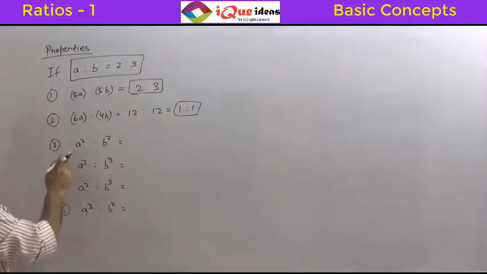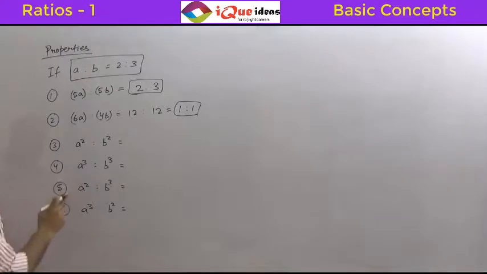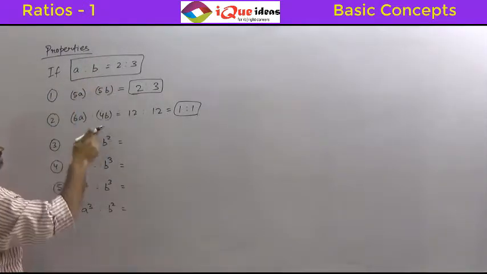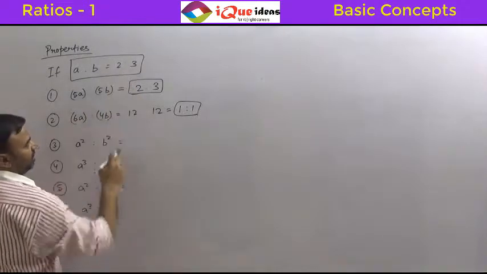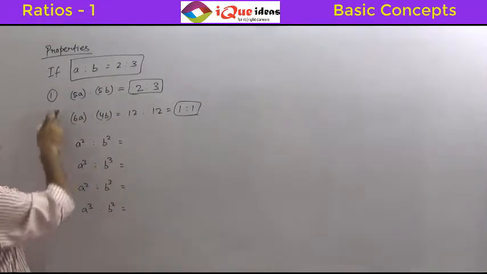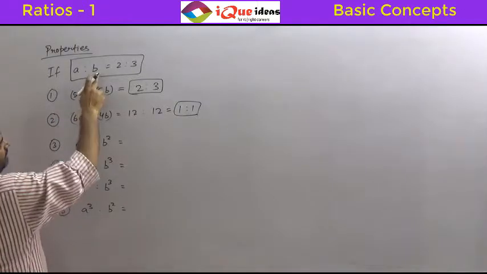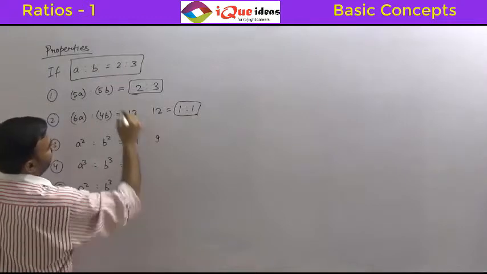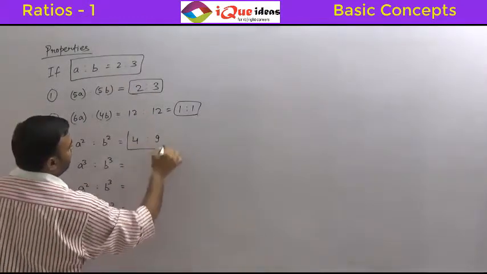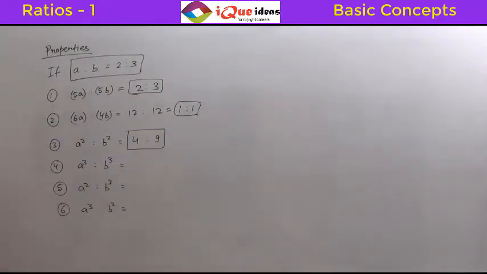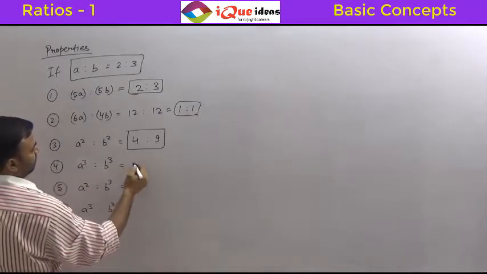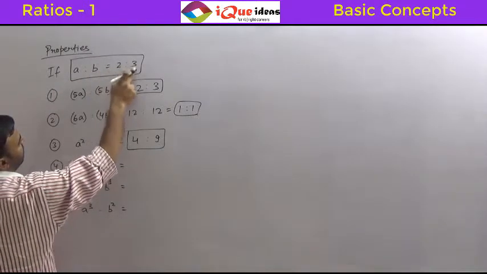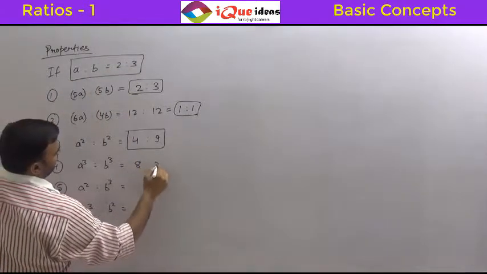Now A square is to B square. Following the same logic, in A you are multiplying by A, in B you are multiplying by B, that means different numbers. So the other side also will get affected. Or in simpler words, we are squaring A, we are squaring B. So this 2 will become 4 and this 3 will become 9. So it becomes 2 square and 3 square, and the answer is 4 is to 9. Same goes with A cube is to B cube also. We are taking cubes of both A and B, so we have to take cubes of both 2 and 3. So it becomes 8 is to 27.